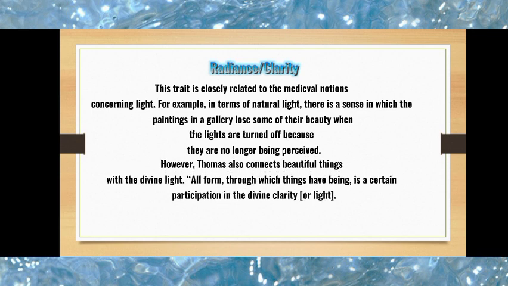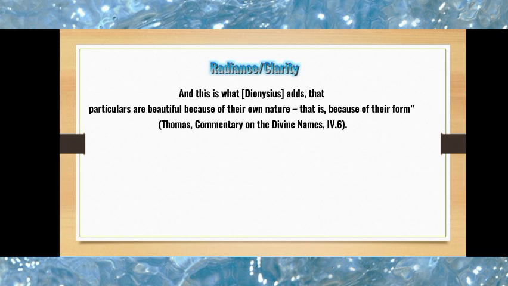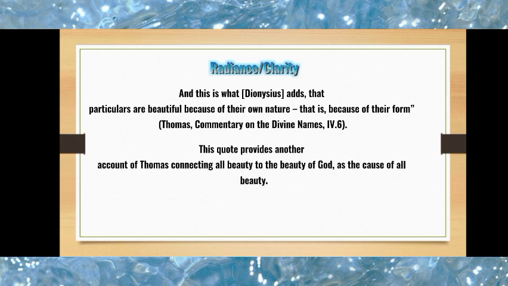However, Thomas also connects beautiful things with the divine light. All form through which things have being is a certain participation in the divine clarity or light. And this is what Dionysius adds, that particulars are beautiful because of their own nature, that is, because of their form. Thomas' Commentary on the Divine Names, 4.6. This quote provides another account of Thomas connecting all beauty to the beauty of God, as the cause of all beauty.